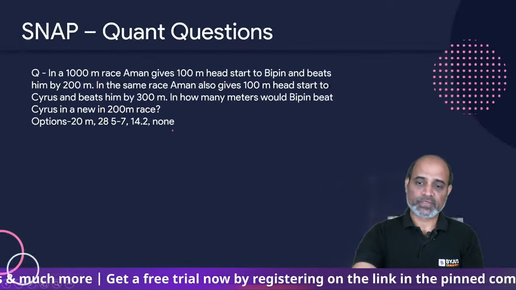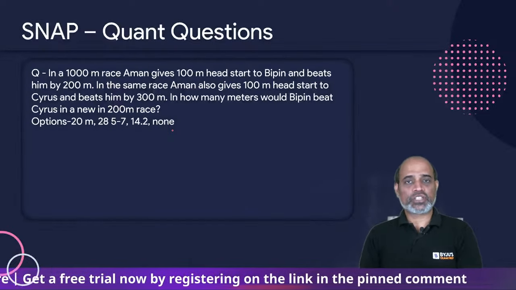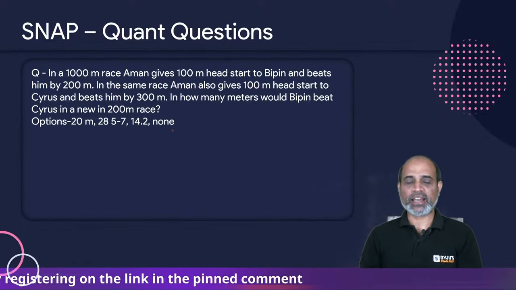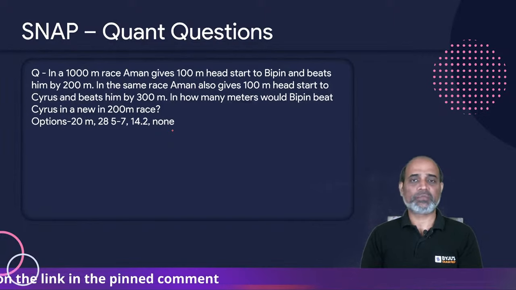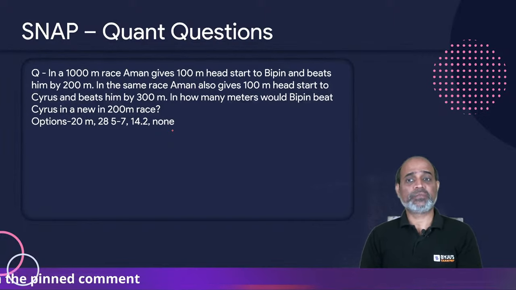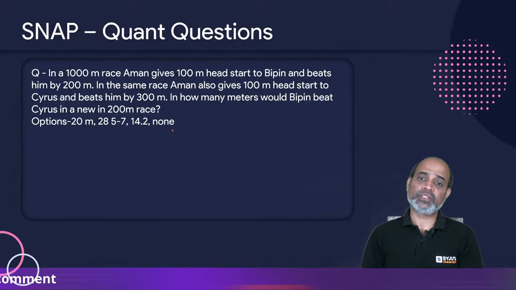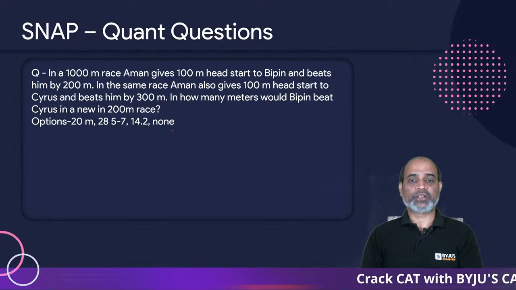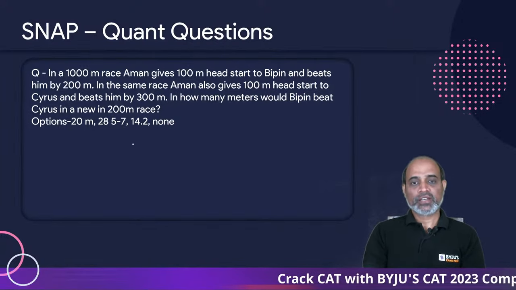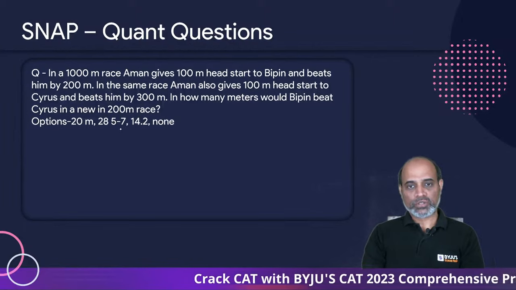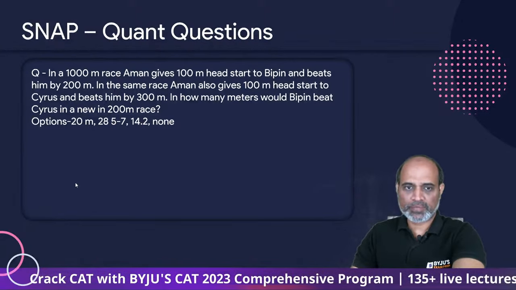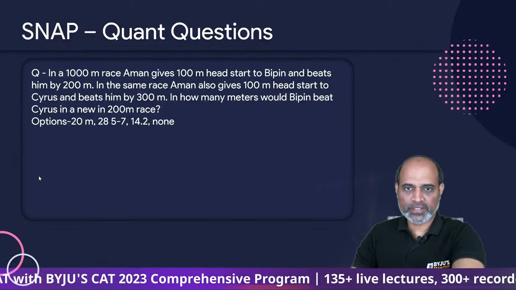Okay. Another question. In a 1000-meter race, Aman gives 100-meter start to Bipin, as in Bipin is 100 meters ahead, and beats him by 200 meters. In the same race, Aman also gives 100-meter start to Cyrus and beats him by 300 meters. In how many meters would Bipin beat Cyrus in a new 200-meter race? Okay. So there is a typo here. Let me get it corrected.